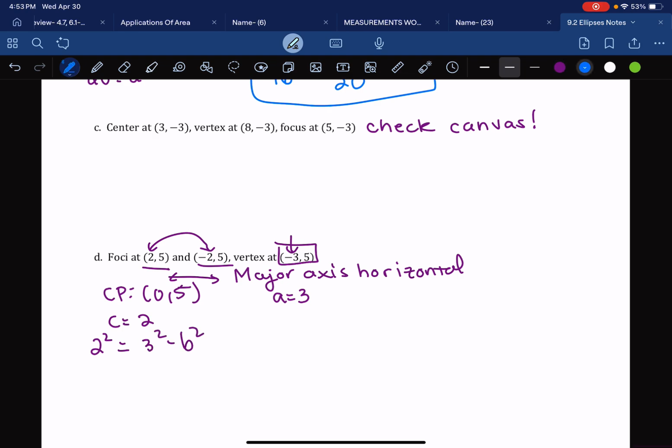All right, solve everything around. B squared is 5. All right, so our center point is 0, 5. So 0 for the x. And we go right 5, so that's -5. All over 5 equals 1.